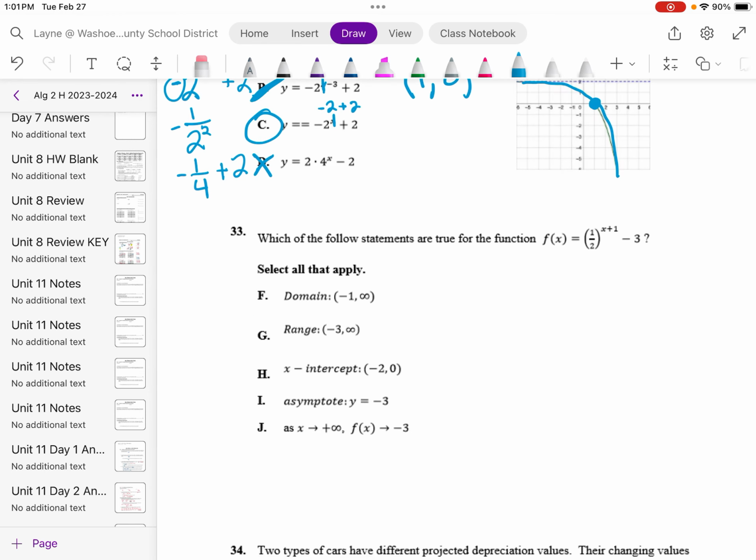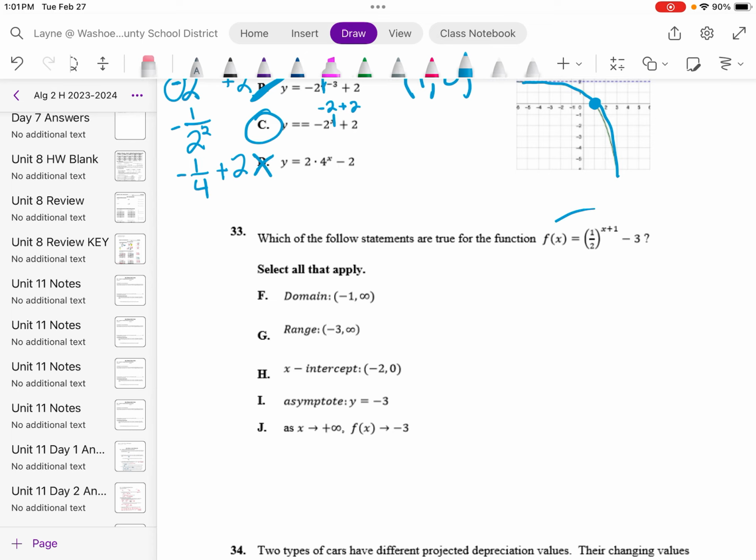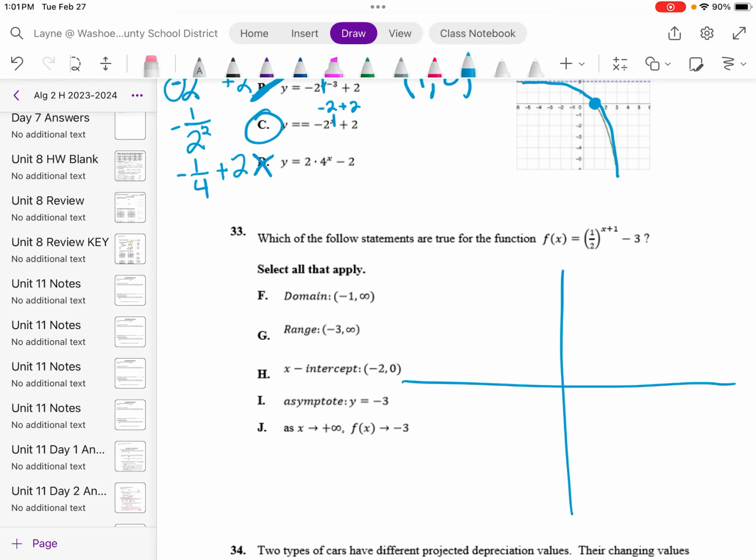All right, which of the following statements are true? Select all that apply. So what I would probably do if I were you is type this into the graphing calculator first. I'm going to graph by hand really quick, but you could use your graphing calculator. The asymptote is going to be down at negative 3 because that's your K value.